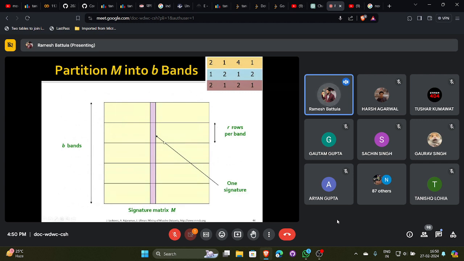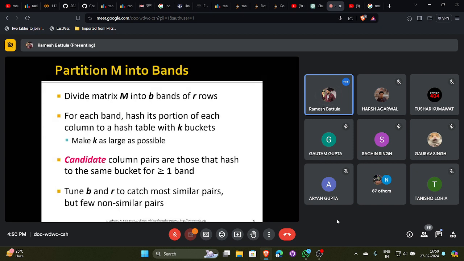So this is your signature matrix. From this signature matrix, you need to go for rows per band. There are b bands, and each one needs to be used. Each one needs to be mapped to one signature here. So we are partitioning the m rows into b bands. We'll see that one actually, right?